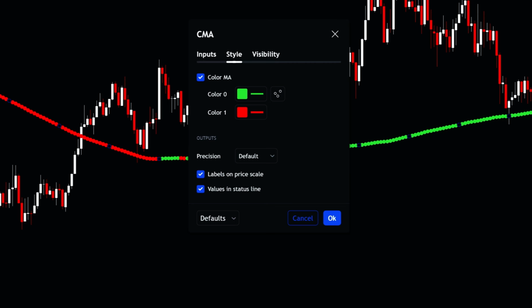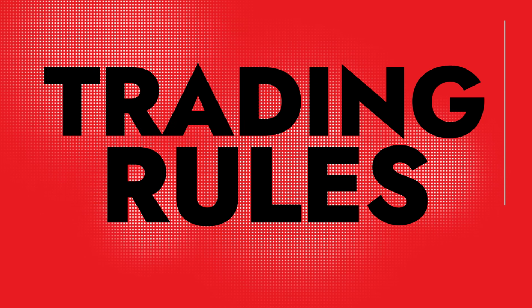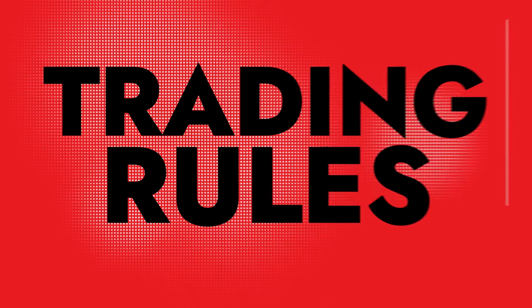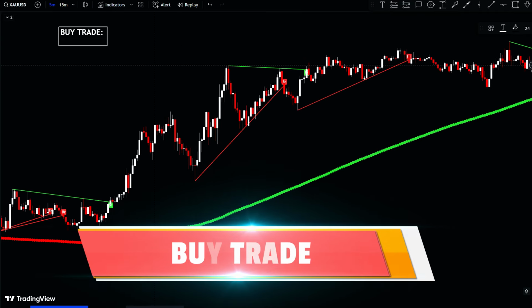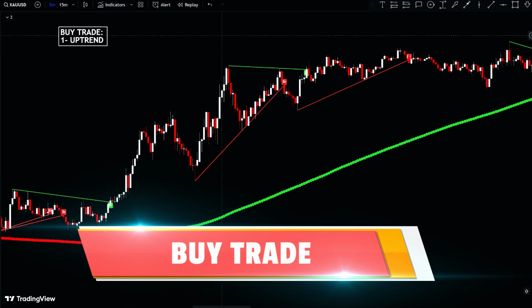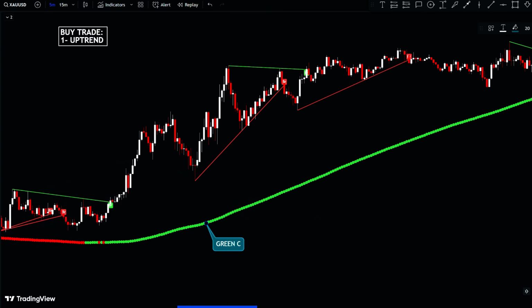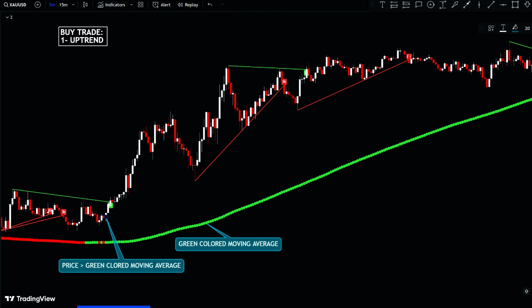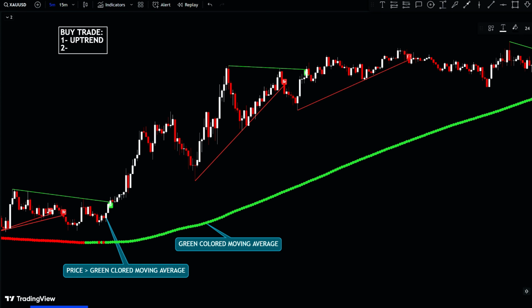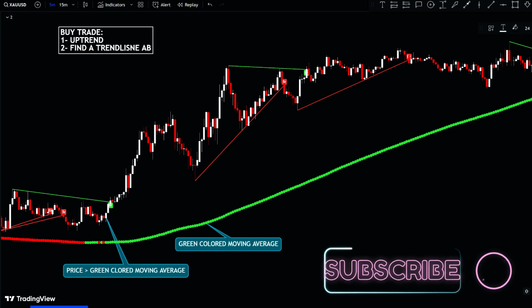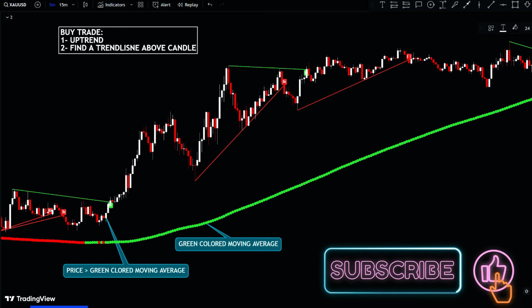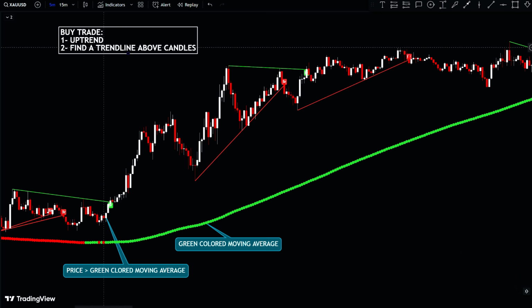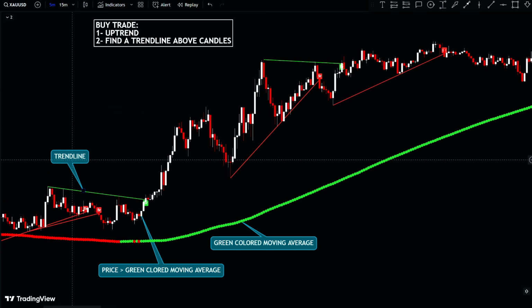So now let's dive into the strategy's core components, which are designed to help you identify optimal entry points while managing risk effectively. For a buy trade, first, we'll assess the market's overall trend by analyzing the colored moving average or CMA indicator. A green CMA with price candles above it signifies a bullish trend. This is our initial confirmation to proceed with a buy trade. Next, we'll search for a trend line positioned above the candlesticks, sloping in the direction of the uptrend. This is our second signal, reinforcing the likelihood of a successful buy trade.